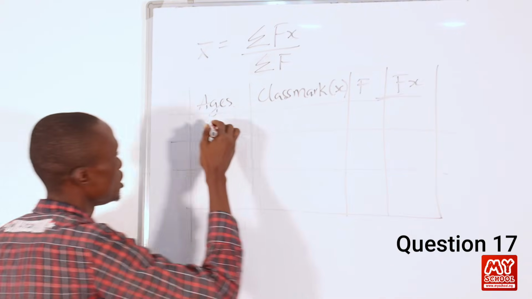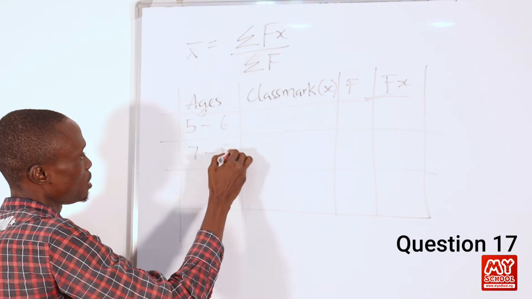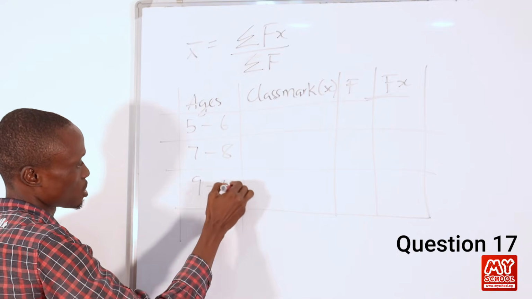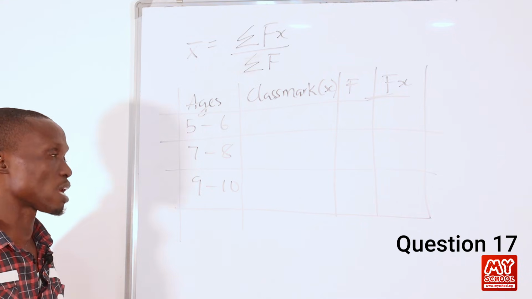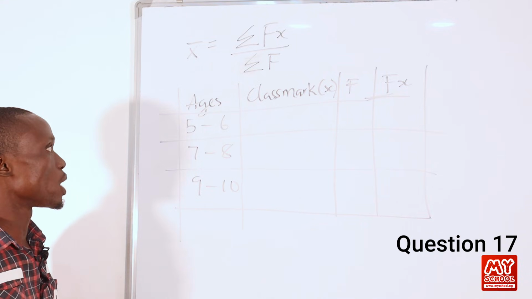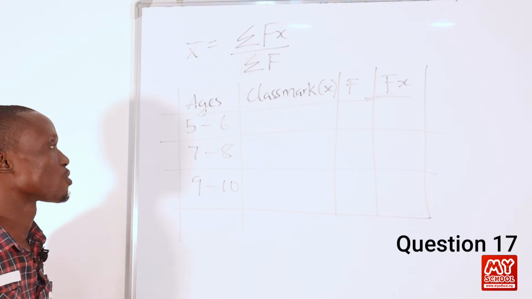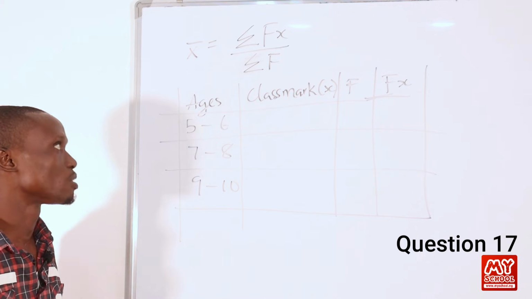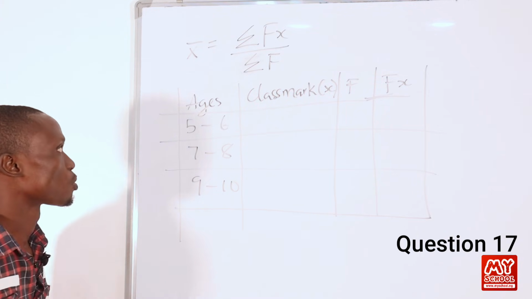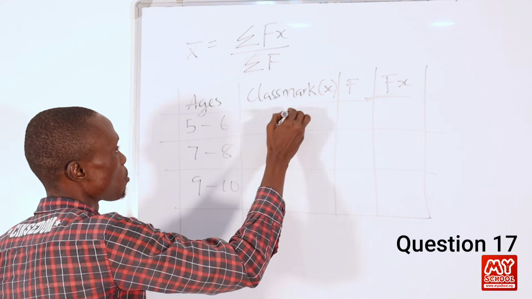Okay, so for the age we have 5 to 6, 7 to 8, and 9 to 10. To get our class mark, we simply add the two numbers together. So we add 5 and 6: 5 plus 6 gives us 11. Then we divide by 2. So 5 plus 6 is 11, divided by 2 gives us 5.5.